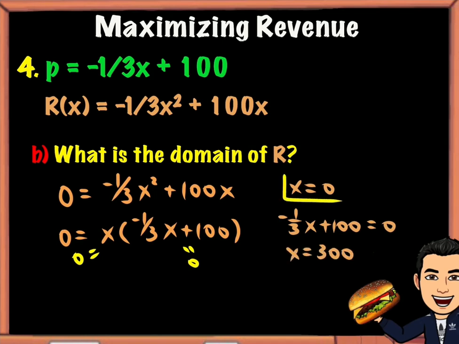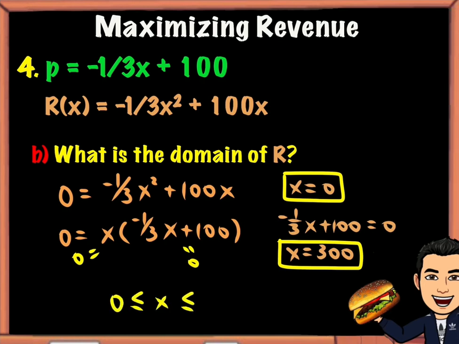So your x is going to be in between 0 and 300. So the domain of the revenue is going to be 0 is less than or equal to x is less than or equal to 300. Or you can write it in interval notation. You can write it with brackets, 0, 300.